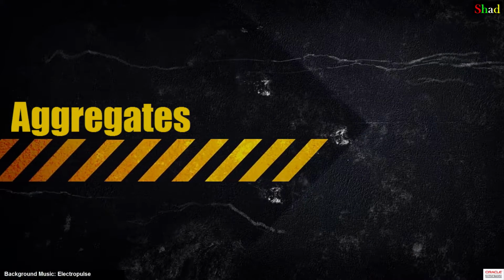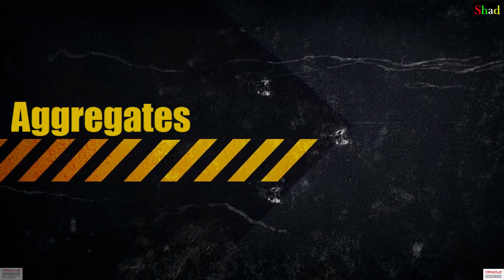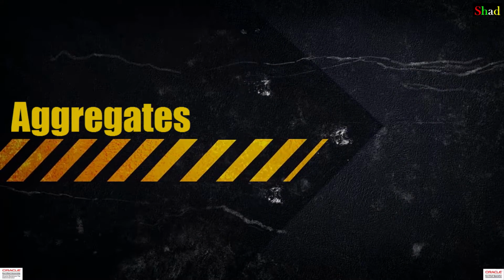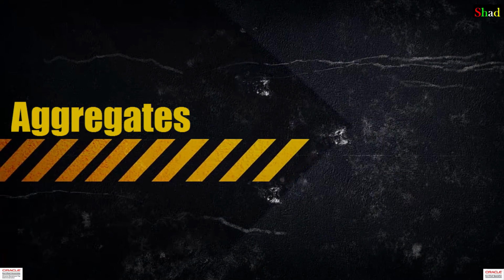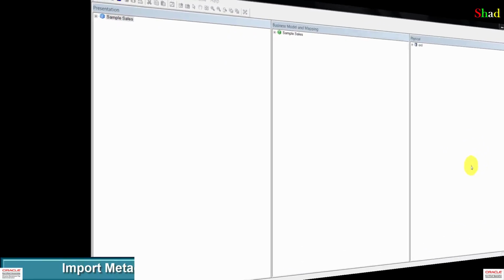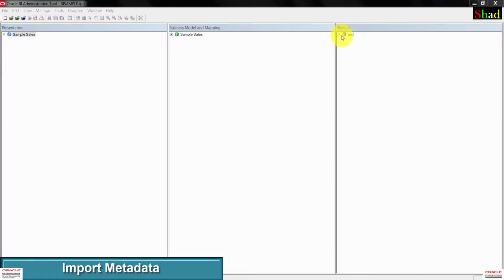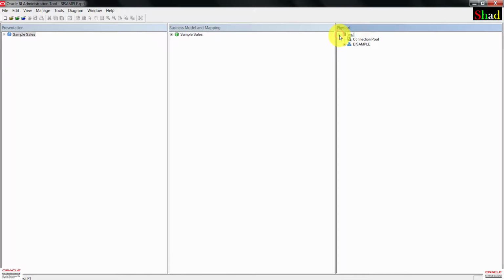In this video, we're going to set up and use aggregate tables. Go ahead and open BI Admin 2, then open the BI sample repository in offline mode. Firstly, we're going to import metadata. Expand ORCL in the physical layer.